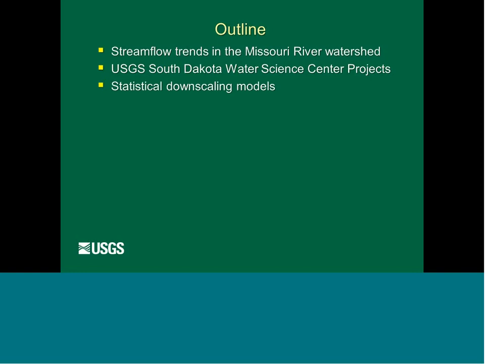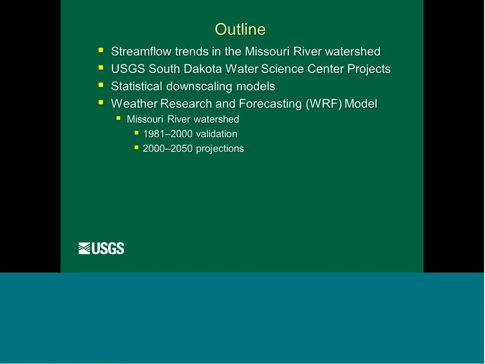I'll talk about some of the data sets that we've been using, some of the statistical downscaling models we work with, and then a model that we've been doing an awful lot with, a dynamical model called the Weather Research and Forecasting Model, which people call WRF. So you hear us say WRF a fair bit. Again, we're focusing in on the Missouri River watershed. We have a couple of simulations. We'll talk about a validation period, 1981 to 2000, and then projections out to 2050. And then I'll give some concluding remarks where I'll talk about some publications and model output.